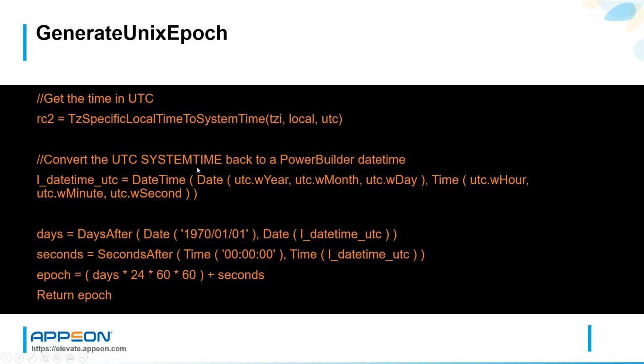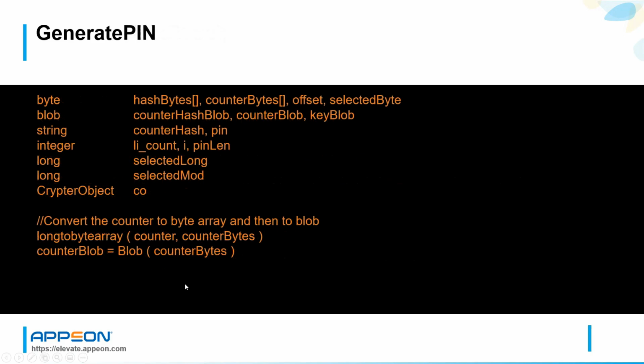I convert that UTC system time back to a PowerBuilder datetime. I then do a days after from January 1st, 1970. That gives me the number of elapsed days. I also do a seconds after from midnight, and then the epoch would be the number of days since January 1st, 1970, times 24 times 60 times 60, so it's converted into seconds, plus the seconds from the seconds after, and that gives me the Unix epoch time. Okay.